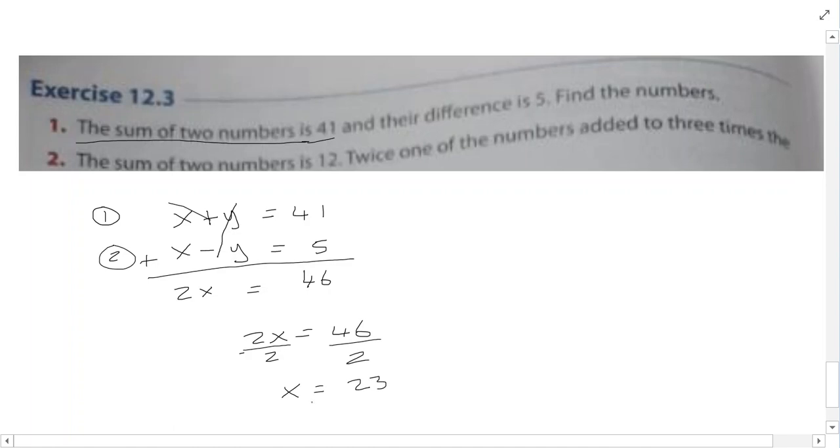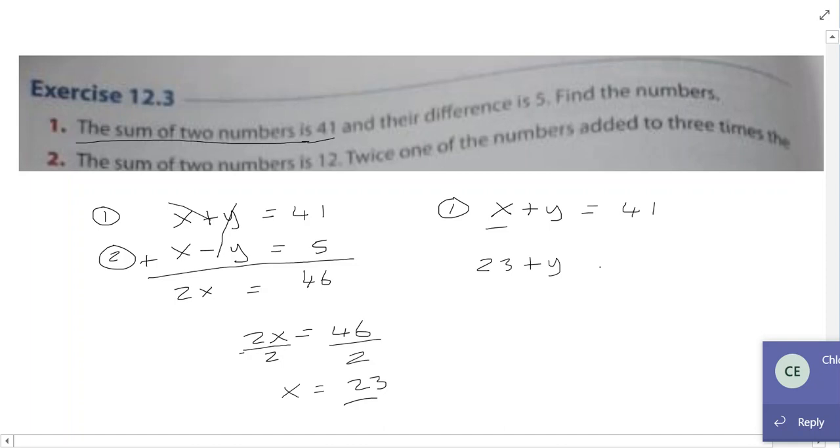Now that we've figured out what one of the variables is, we can use the expression that we've come up with to figure out what the second variable is. If we take expression 1, x plus y is equal to 41. Now we want to substitute in the value for x so that we can find out what y is equal to. Wherever the x value is, we substitute in the value. So it's going to be 23 plus y is equal to 41.